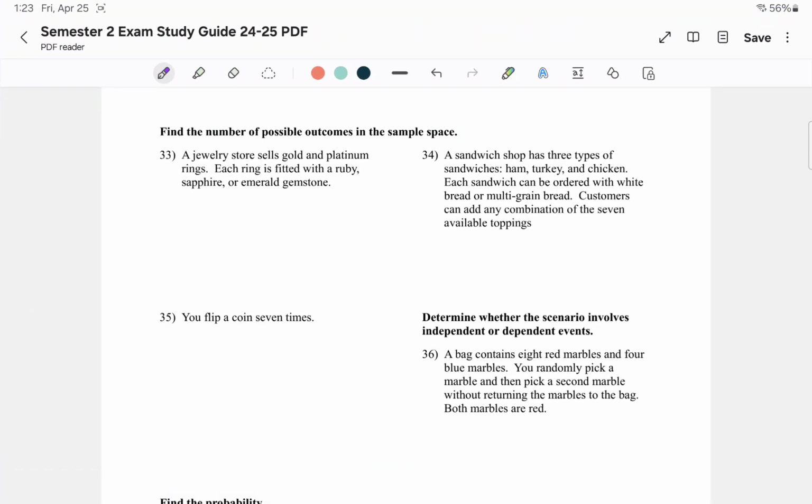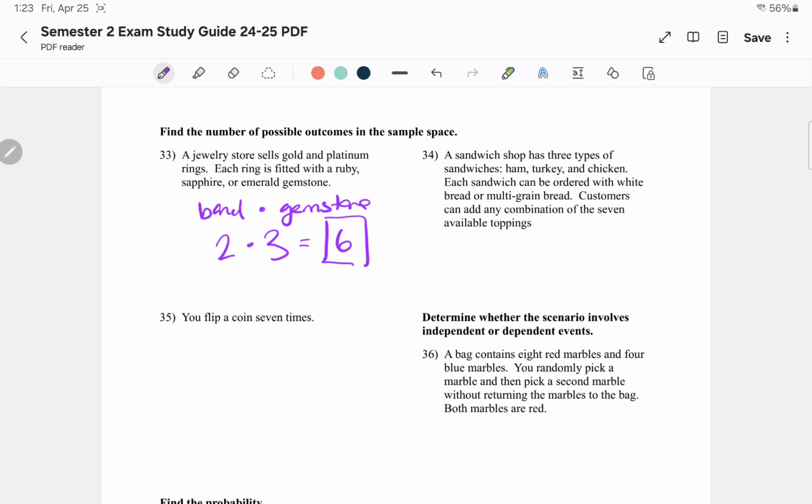All right, so a jewelry store sells gold and platinum rings. Each ring is fitted with a ruby, sapphire, or emerald gemstone. So this one, if it's just the number of outcomes, just multiplying the possibilities. The first one is like the band, the gold or platinum. And then the second event is the gemstone. So what are the possibilities for each one? How many possibilities for the band? It says gold and platinum, so that's 2. How many possibilities for the gemstone? Ruby, sapphire, emerald, that's 3. 2 times 3 is 6.